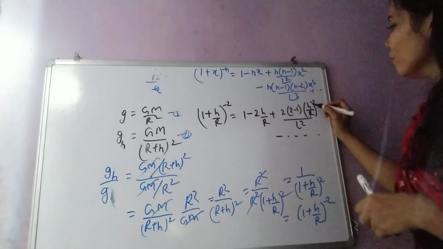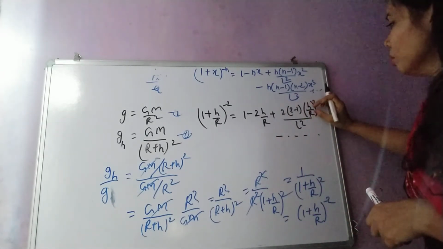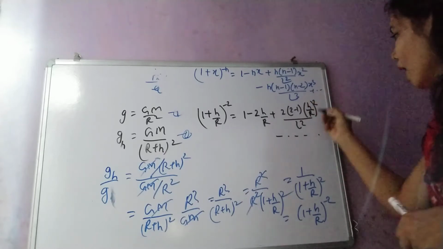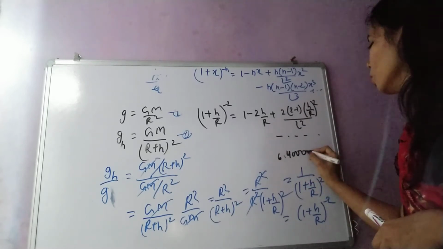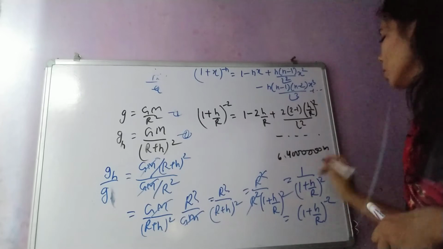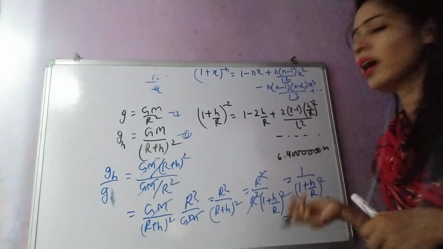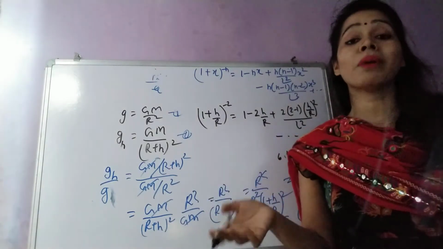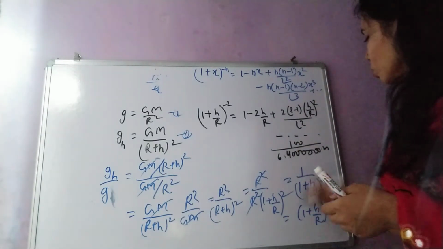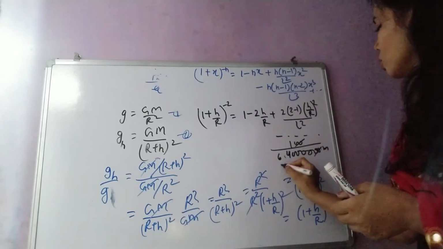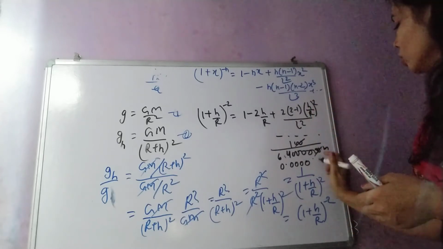Now look at the expression. If h is very small, then this term will be very small. You know, r is what? It's 6400000 meter. This much. And height, definitely you will take 100 meter, maximum 100 meter, 200 meter. If you are taking height 100 meter, 200 meter, it will be 0.0000 something, suppose 48 it is.